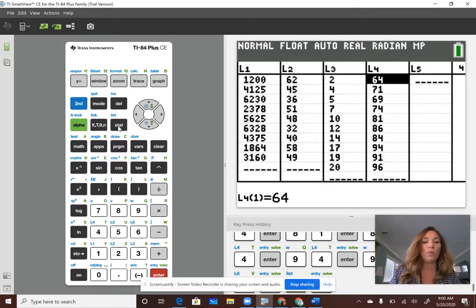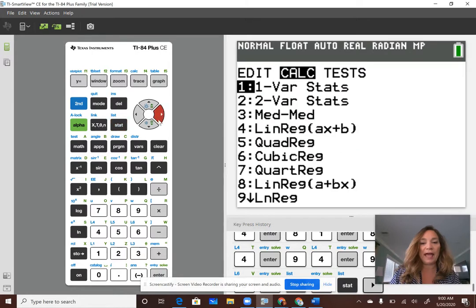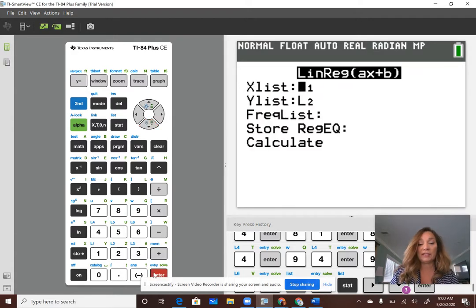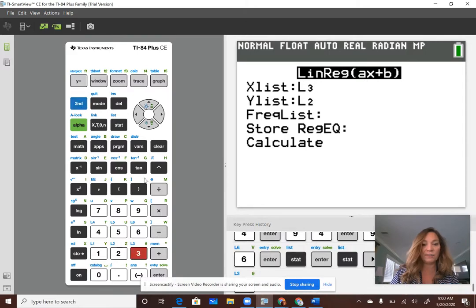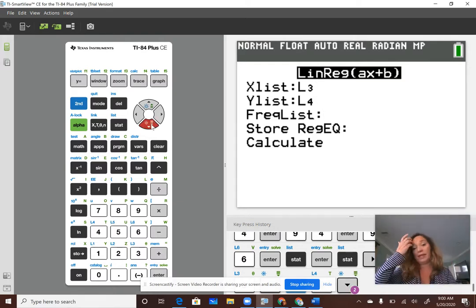All right, so once you have your data in, you would hit stat, arrow over to calc, and down to linear regression. Now, don't forget we want your diagnostics on so that we get the correlation coefficient. So you hit enter. And you want to make sure that these match the lists where you typed your data. So notice that I have to change mine because I put mine in list 3 and 4. Yours should probably be already in 1 and 2, so you wouldn't have to change that, okay?